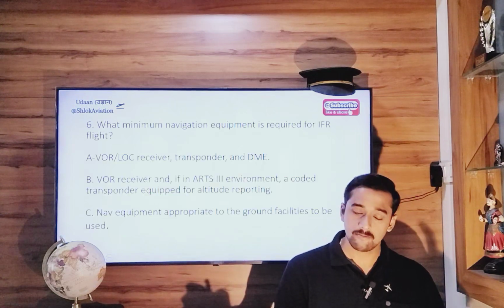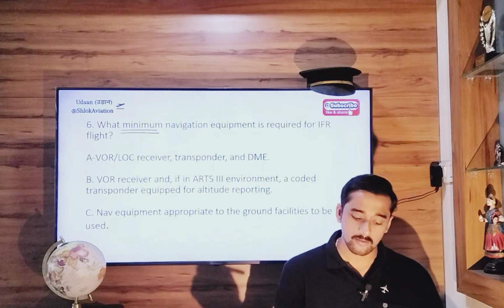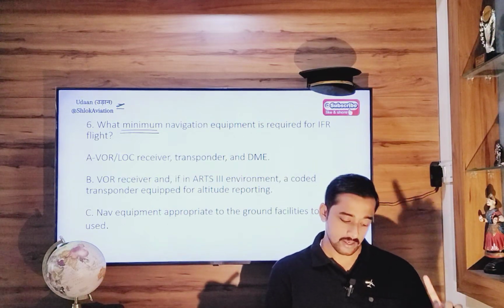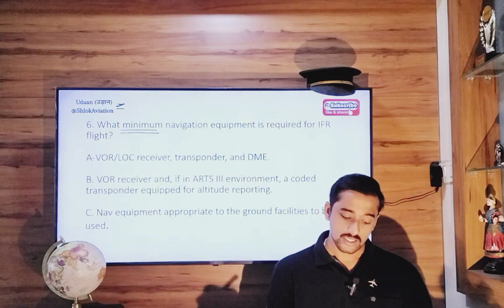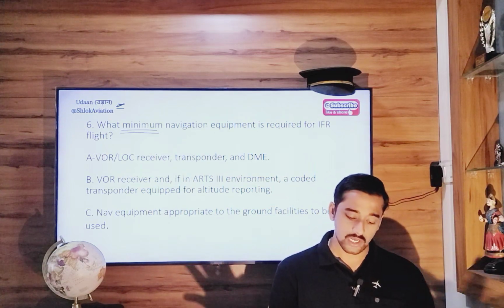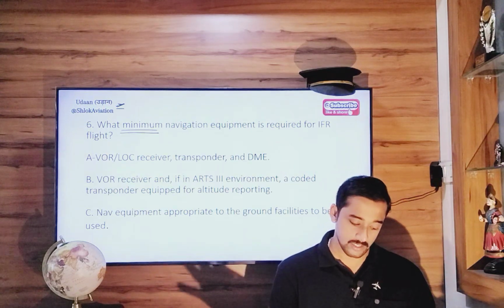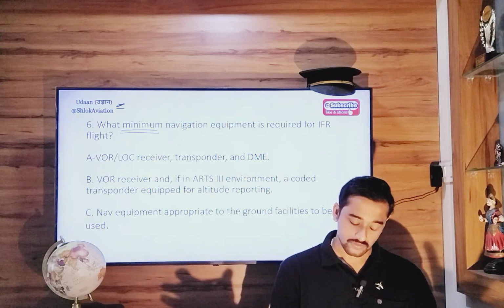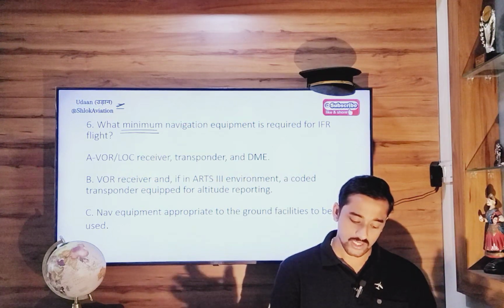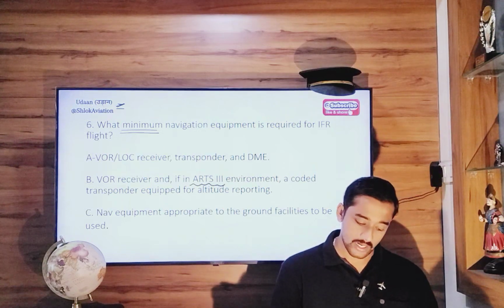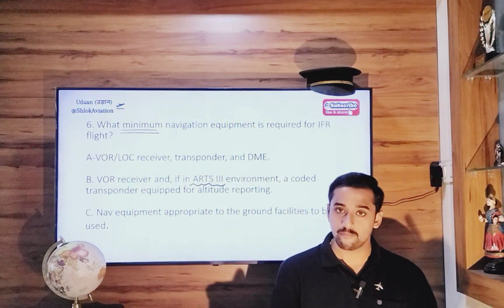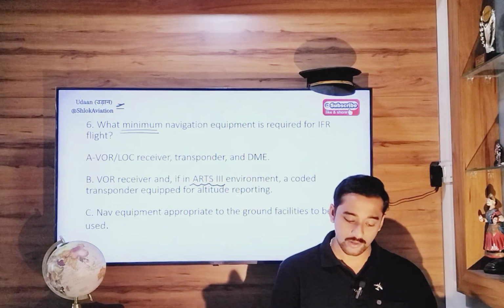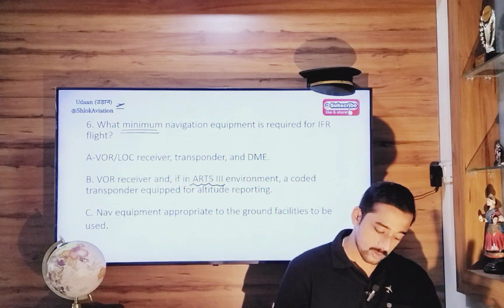Question 6. What minimum navigation equipment is required for IFR flight? To conduct an IFR flight, you might think you require a VOR, localizer receiver, transponder and DME. But that is the question. Option B, VOR receiver, and if in air route, so this is some kind of radar environment, a coded transponder equipped for altitude reporting. Option C, nav equipment appropriate to the ground facilities to be used. So the correct option will be option Charlie.